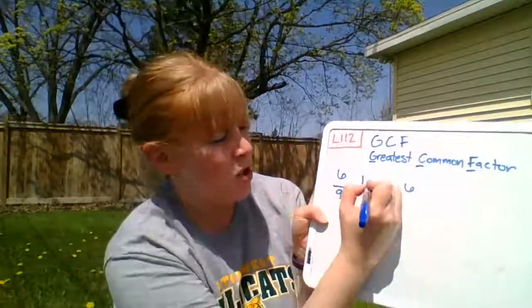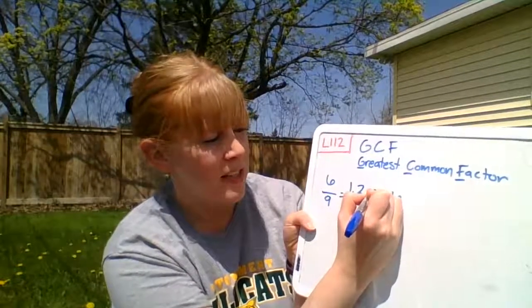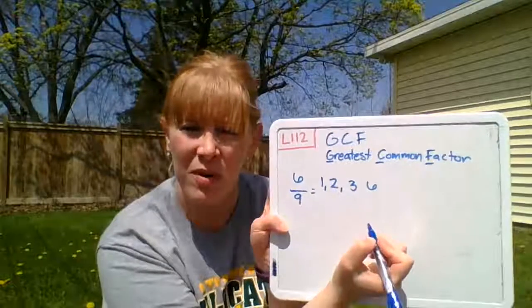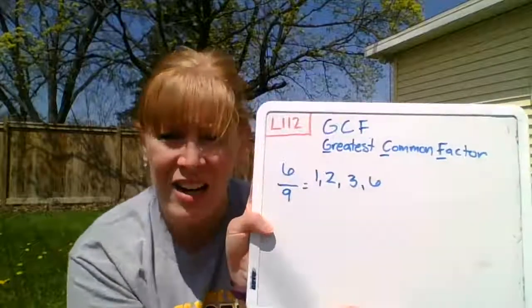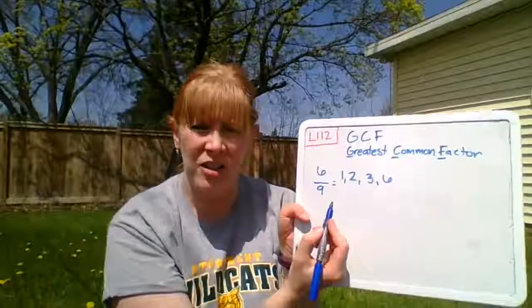6 is an even number, so I know 2 is going to be a factor. So 3 has to be a factor because 2 times 3 equals 6. And that's actually all of my factors of 6. Now I'm going to look at my factors of 9.